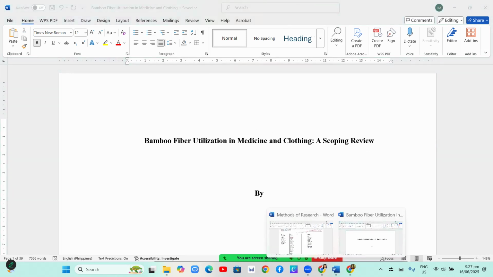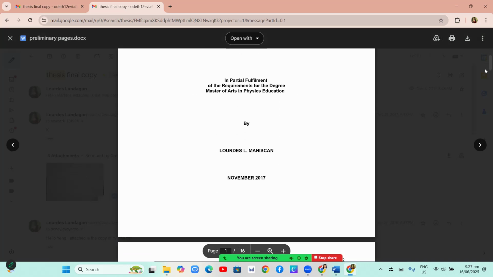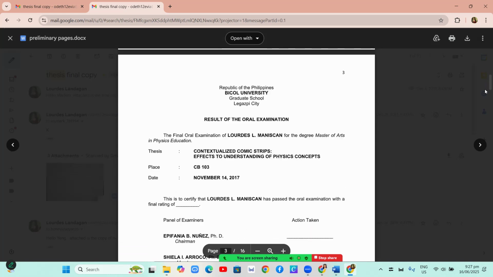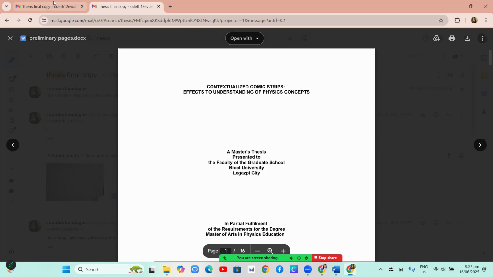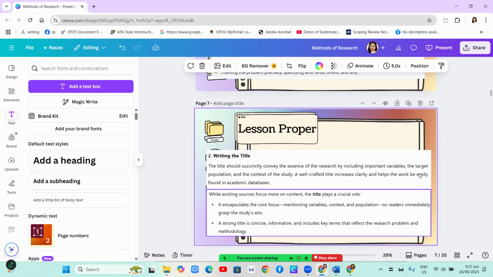So let me share also my master's thesis. The title of my master's thesis is Contextualized Comic Strips: Effects to Understanding of Physics Concepts. This is my master's thesis when I was a student in Bicol University Graduate School in Legazpi City, Bicol, in November 2017. This is the statement of the problem. We will discuss this later. So, let's go back to the presentation.